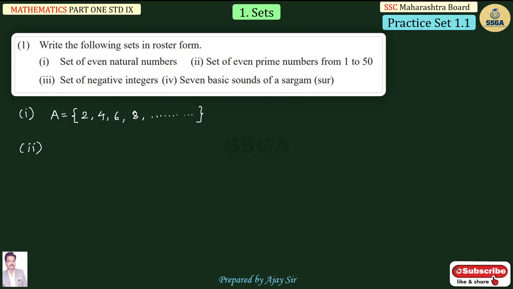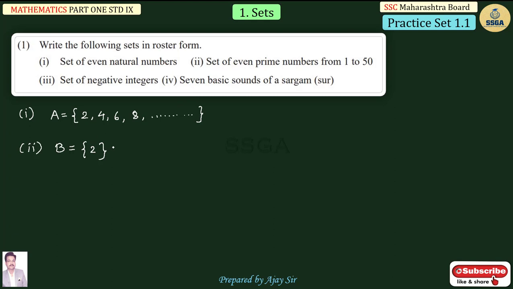set of even prime numbers from 1 to 50. So all these even prime numbers you have to write from 1 to 50. Let us consider this set as B. So only even prime numbers you have to write. Just now we discussed prime numbers 2, 3, 5, 7, then 11. But the only even prime number is 2. So this is the answer. Even prime number is only 2.